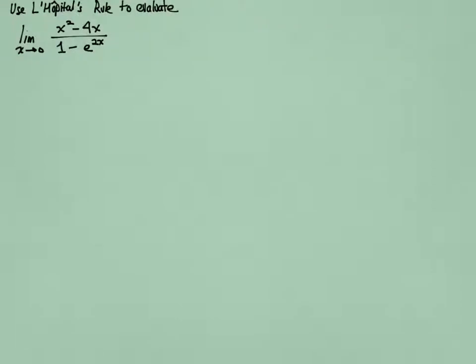In this video, we'll practice using L'Hopital's rule to evaluate some limits related to the function x squared minus 4x over 1 minus e to the 2x. The first limit we'll take is the limit as x approaches 0. You should begin by just trying to directly evaluate the expression by plugging in x equal to 0 in this case and seeing what we get.